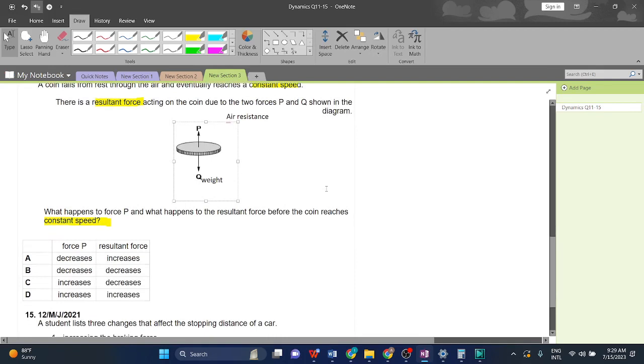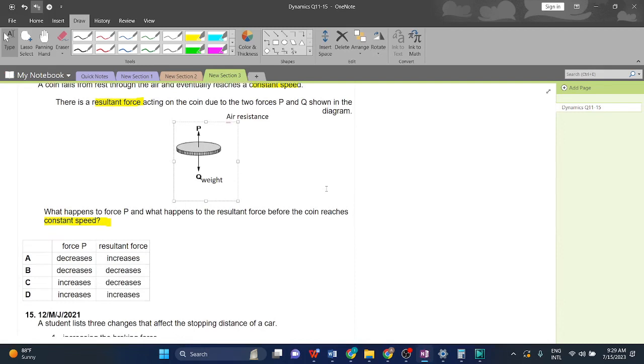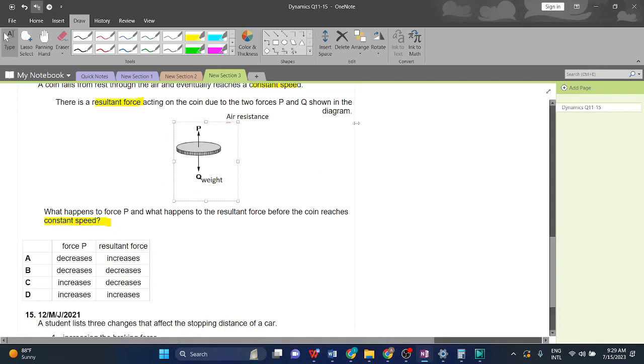So initially, when a body is released, initially the weight is much larger than the air resistance. But as the body speeds up, as it gains speed, the air resistance increases gradually. Okay? The air resistance is increasing and the force of the weight starts to get neutralized, starts to get canceled by the air resistance, right?